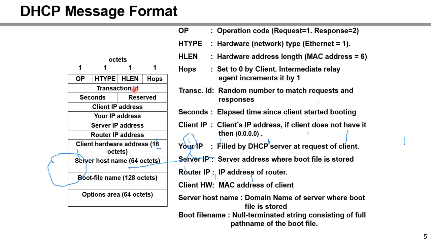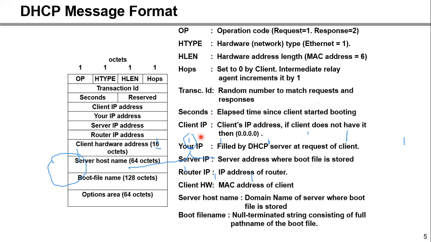Then the transaction ID. It is a random number or sequence, that random number is generated, and then the sequence number gets added one after another. So that is just an identification of that particular message. Then how many seconds have elapsed since the client started booting. That is very important because it will inform the server how long the client has been waiting for help. So that is the time lapsed.